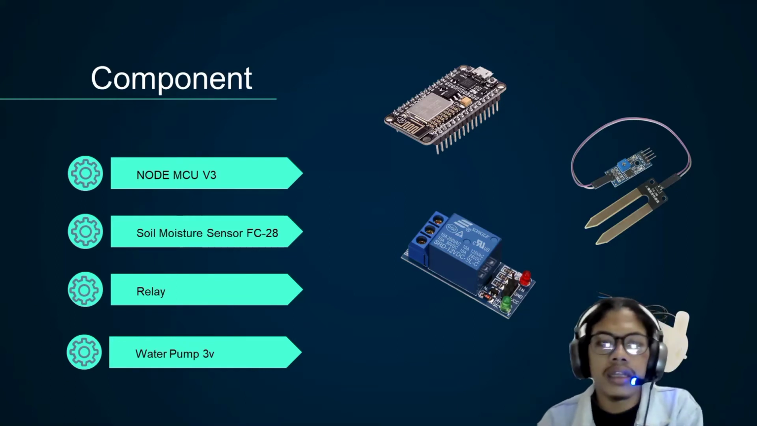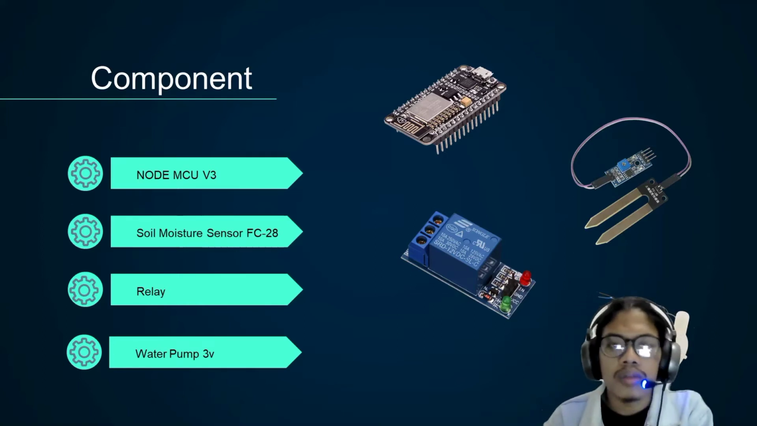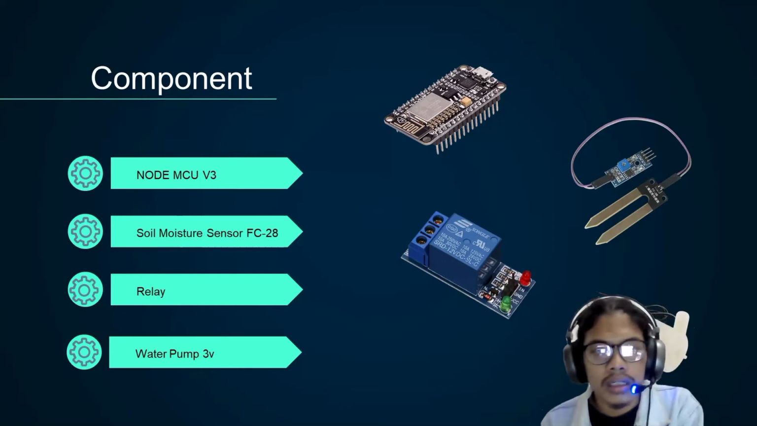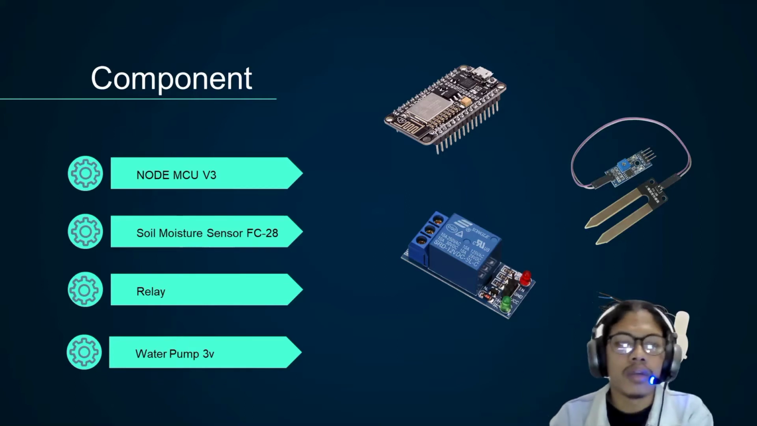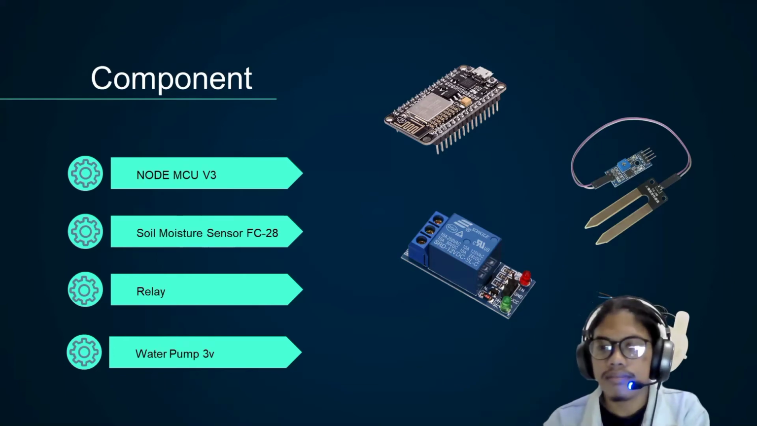The third is the relay. A relay is an electrically operated switch and an electromechanical component which consists of two main parts. The first part is the electromagnet, which is a coil, and the second is mechanical. The mechanical part is a set of switch contacts. The fourth is a 3 volt water pump, a mini water pump that has multifunctional purposes.